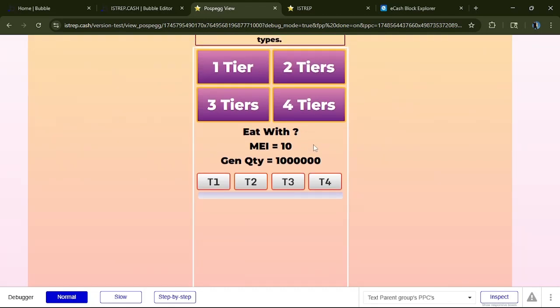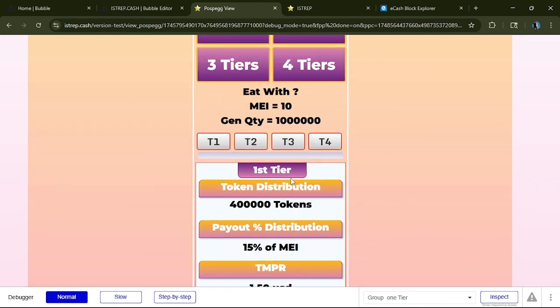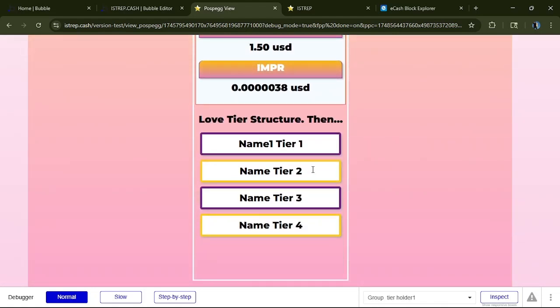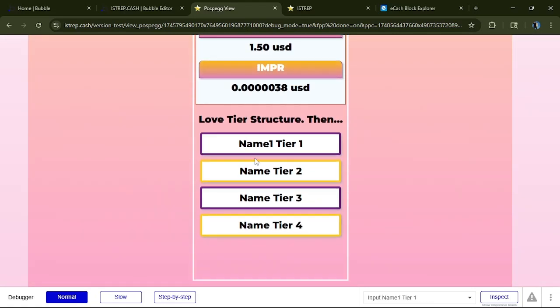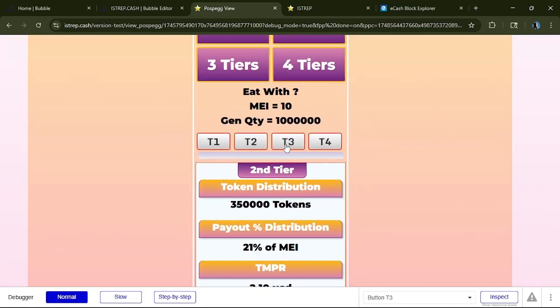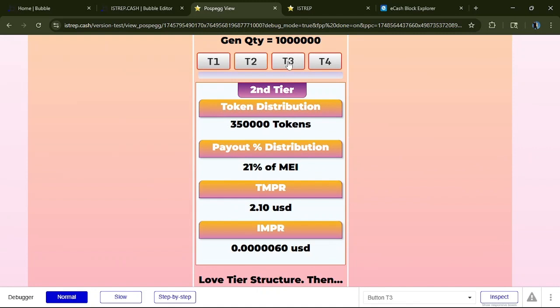Once you have your tiers, you can see your tier distribution. And when you come down here, you have to name all of your tier structures, which adds a little bit more pizzazz to it. So it's like, I'm in the tier 4, and so on. All right, so we'll go through here and look at the actual tier structure.